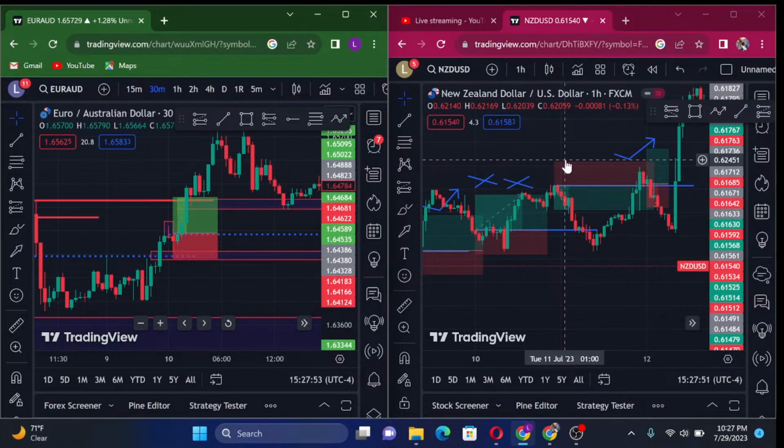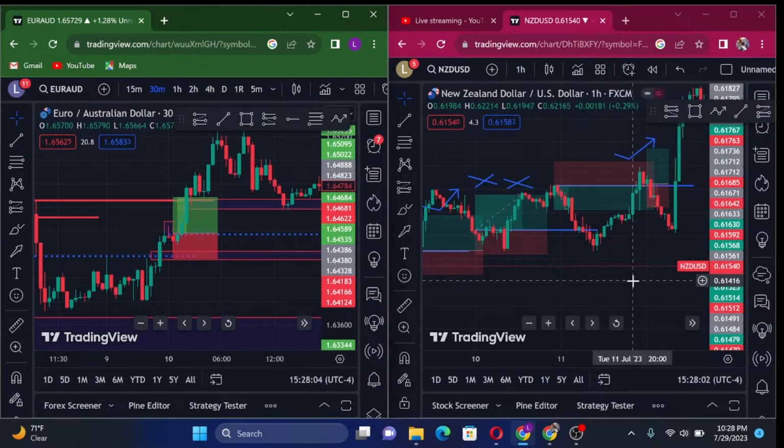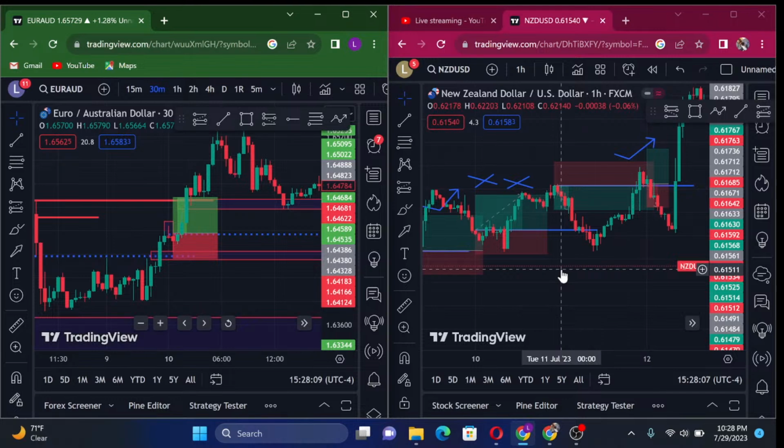Because these currencies correlate in opposite sides. If this one is buying, this one will be selling. If this one is selling, this one will be buying. That's why you can see here it sold and this side it bought. At our main target, you can see here the market hit the stop loss and then you were out on the buy side of NZD/USD.